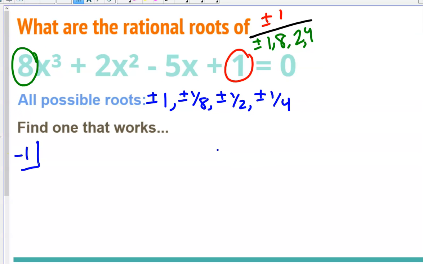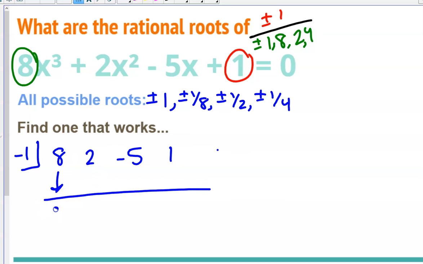My polynomial is not missing anything, so drop down my coefficients. And we're going to do synthetic division. Drop that one down. -1 times 8 is -8. 2 minus 8 is -6. Multiply again. -1 times -6 is +6. Add these together to get me a +1. -1 times 1 is -1. 1 minus 1 is 0. That better happen because I just saw that it was an actual x-intercept. And that mathematically proves that it's an x-intercept.